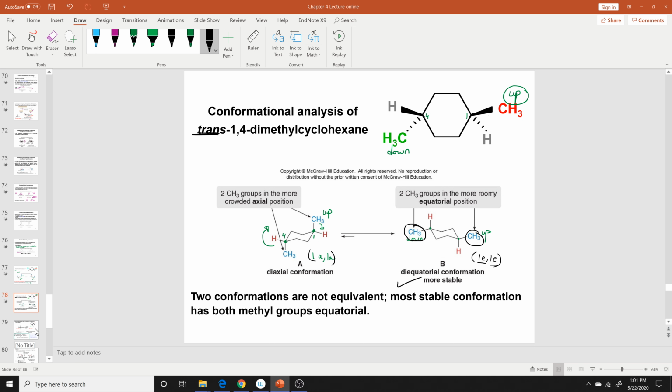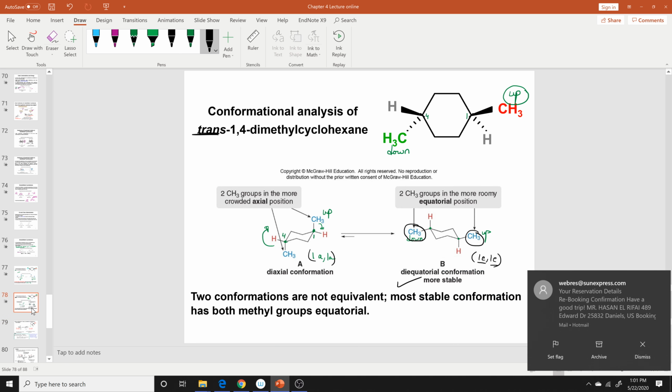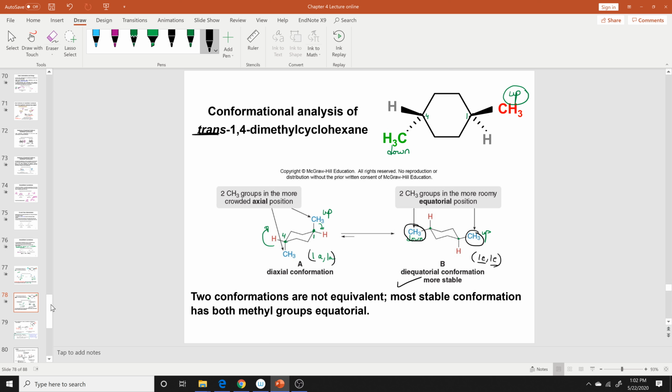Let's go ahead and take a look here and see. Okay, let's take a look at why this one over here is not stable. Why is it not stable? Because if I draw its chair conformation, let me draw its interactions in this case.